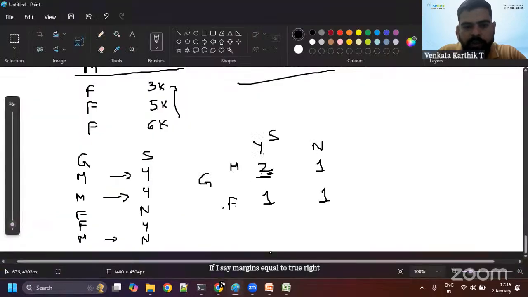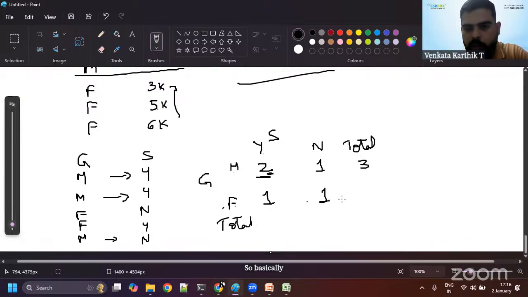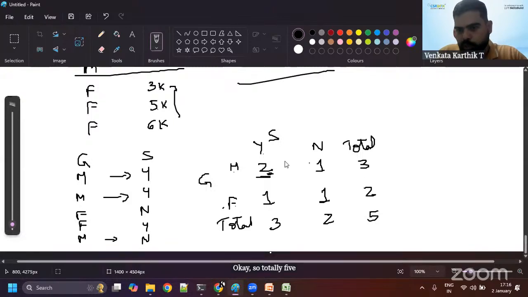What will happen in our case here? See, it will add a total here and it will add a total here. So basically 2 plus 1, 3; 1 plus 1, 2; 2 plus 1, 3; 1 plus 1, 2. So the total is 5. So totally 5 rows are there, right? So it is showing the count.